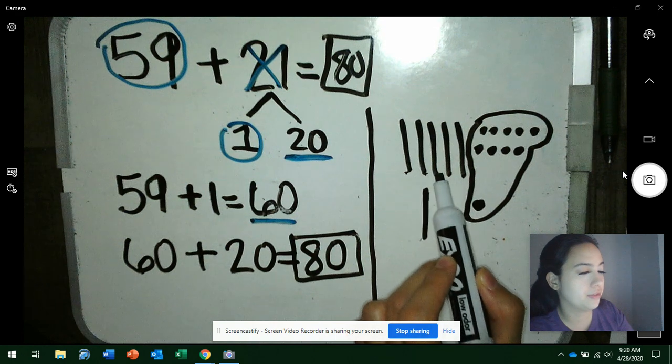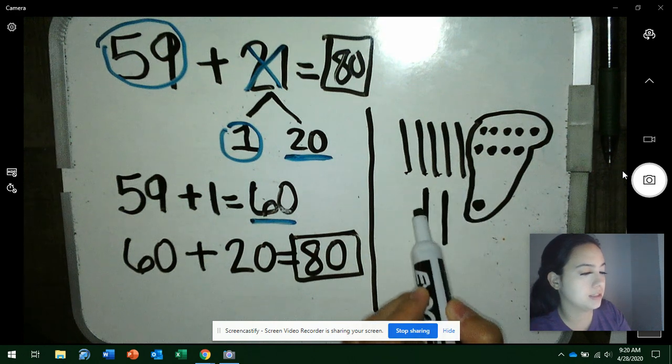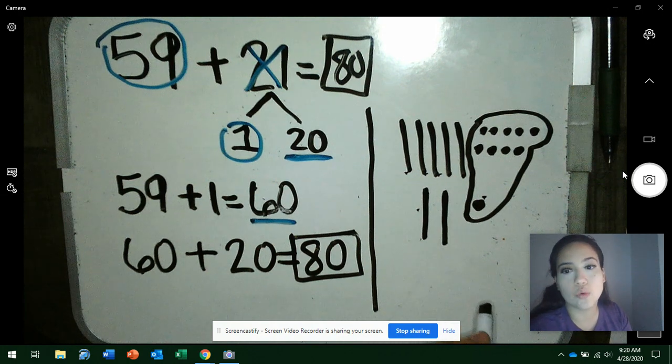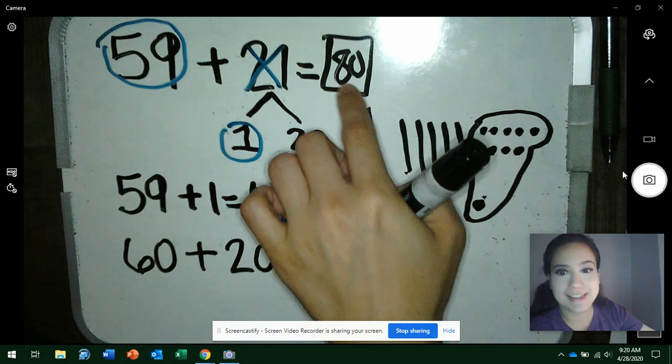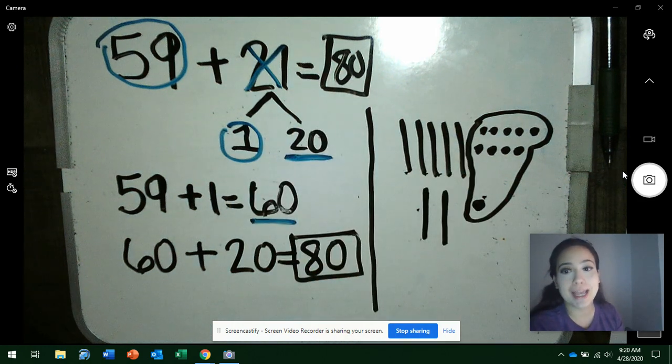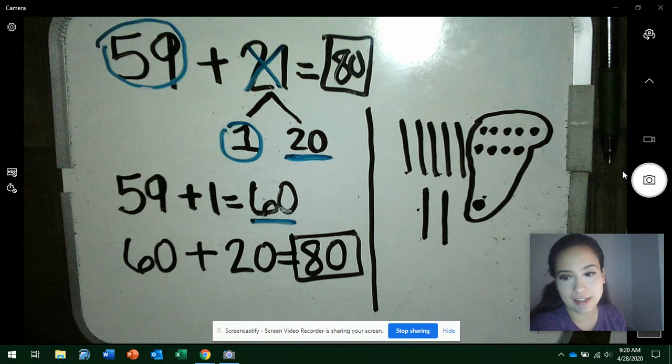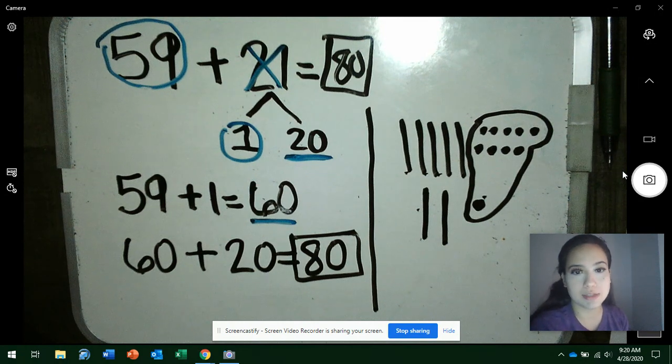1, 2, 3, 4, 5, 6, 7, 8. And 8 tens is the same as what number, boys and girls? Get ready? Yes, 80. So you get the same answer. So 59 plus 21 equals 80. If at any time you need some time, go ahead and press pause on the video and press play when you're ready to move on.